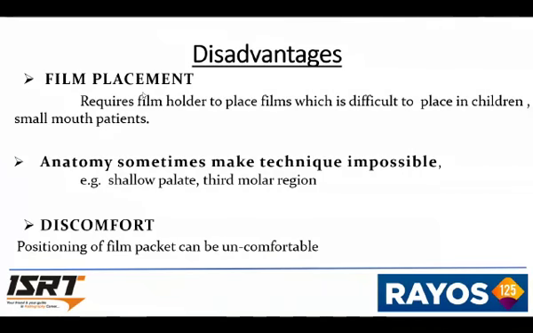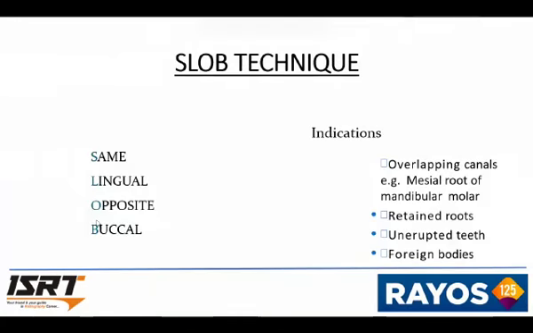The disadvantage is, again, placing the film is difficult for the patient in children and small mouths. When we are using bite blocks, it will be difficult. And anatomy sometimes makes the technique impossible, same as the other one. Some patients may have a gag reflex, so pushing the film packet can be uncomfortable.